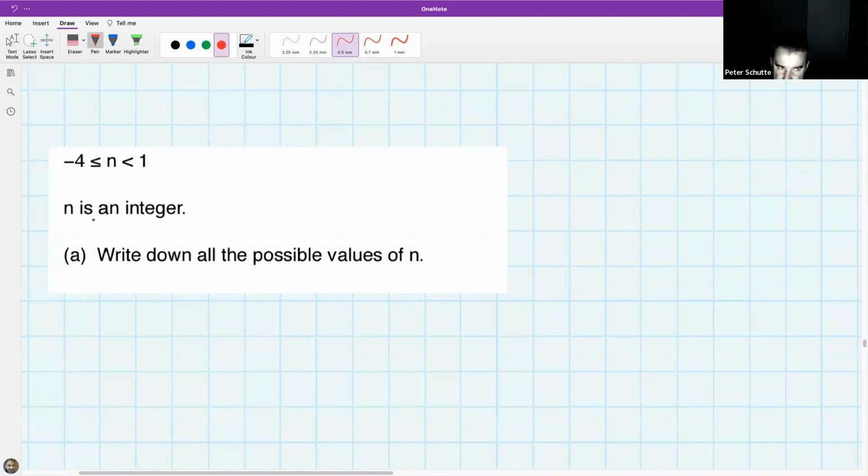N is an integer. Now, normally, if they don't say this, N would just be a real number. So this is something special. It's limiting what N can be. N is greater than or equal to -4 and less than 1. I want you to try and write down all the possible values of N.